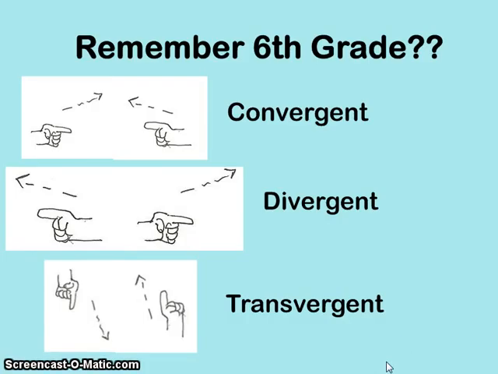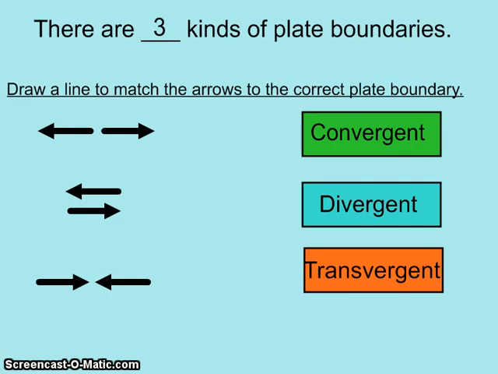The hand motions to show both convergent plate boundaries, having your two fingers point towards each other, divergent, having your two fingers point away from each other, and transvergent, having your two fingers pointing in opposite directions. Remember this when it comes time to test. Let's see, can you match up the arrows to the appropriate definition or term for a plate boundary?